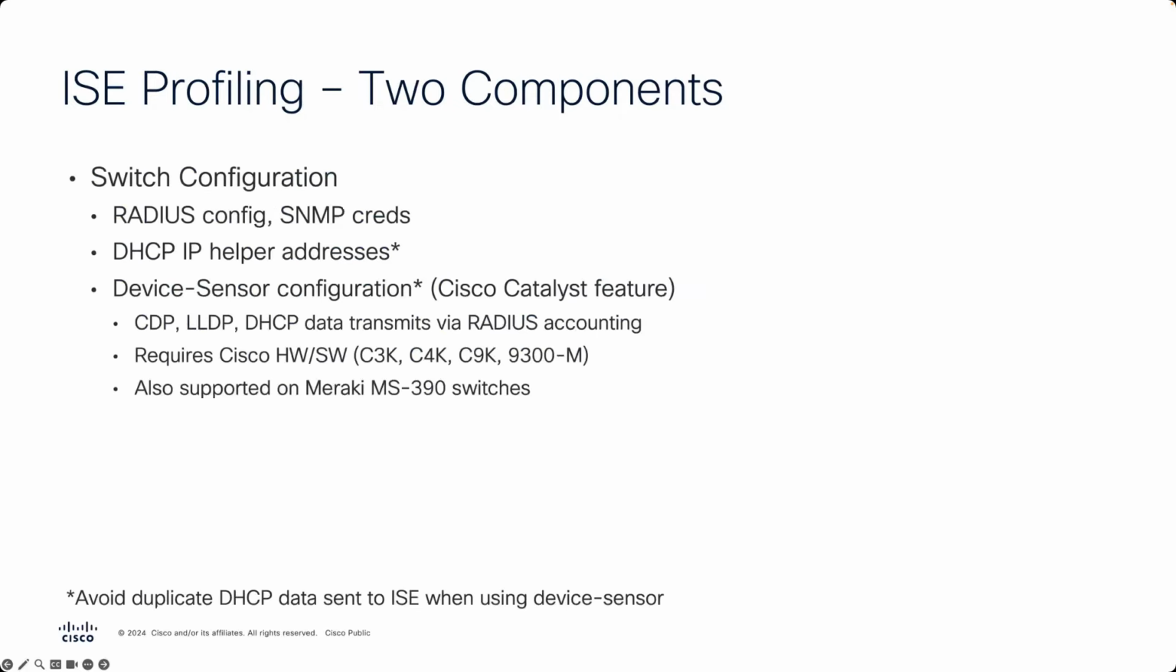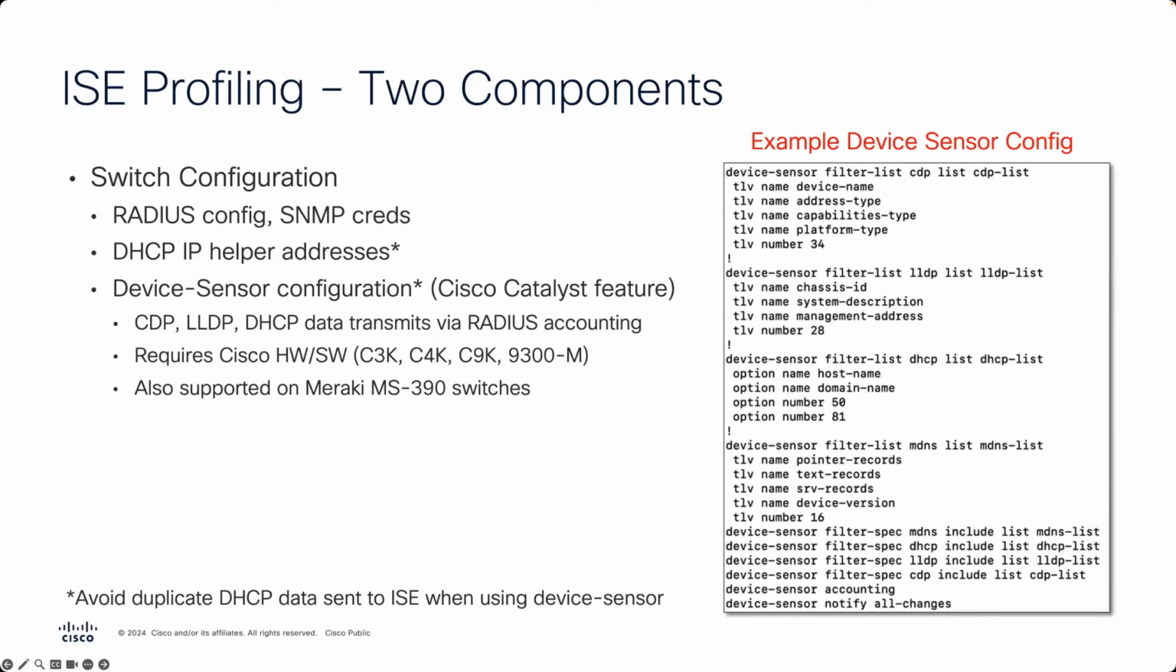The first component is the switch configuration, or the wireless controller configuration as well. This includes your RADIUS configuration, so your AAA settings, or your SNMP credentials that you define, or if you're using DHCP helper IP addresses to send DHCP data, or preferably if you're using device sensor, which is a Cisco Catalyst feature and allows us to take things like CDP, LLDP, and DHCP, those advertisements from endpoints, and convert them to RADIUS accounting messages. So they get converted to RADIUS to be sent back to ISE for further analysis.